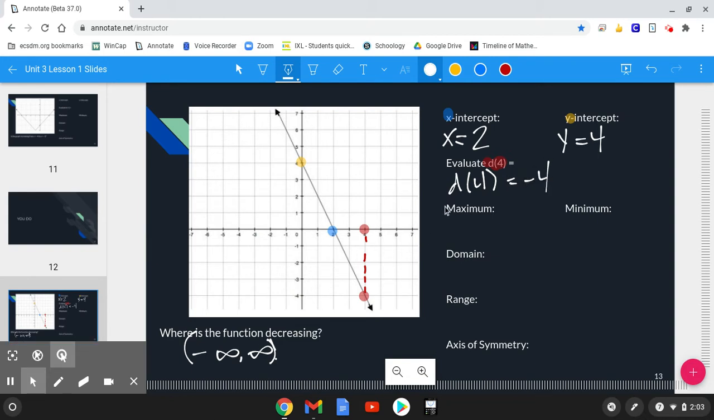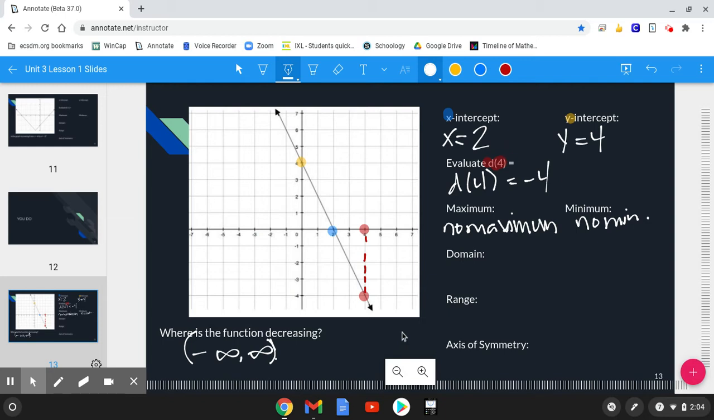What is the maximum of this graph? Notice how the arrows are at the end. Again, that means it's going to keep going. If our graph were larger, this would extend on both ends. So there is no maximum. It's going to keep getting larger. What is the minimum? Same idea. There's no minimum. This graph, if we were to extend it, would keep going down.